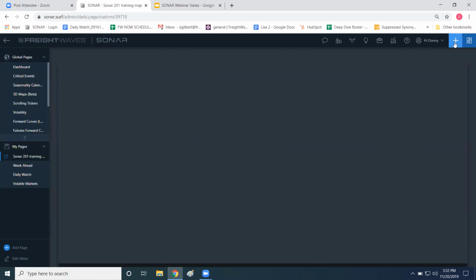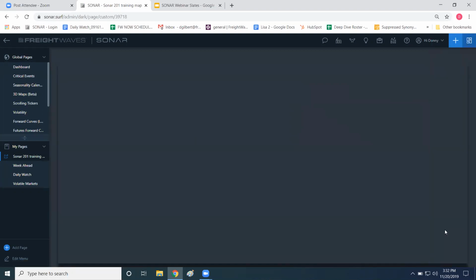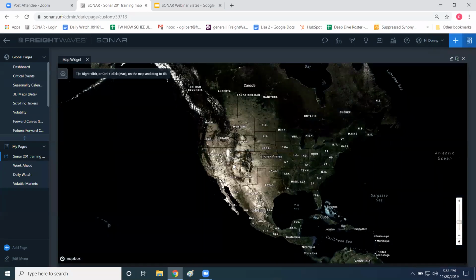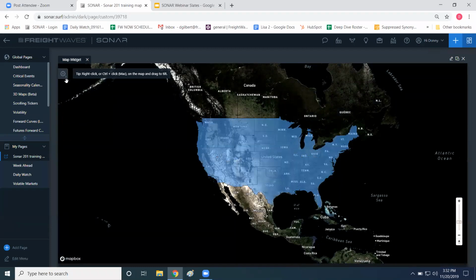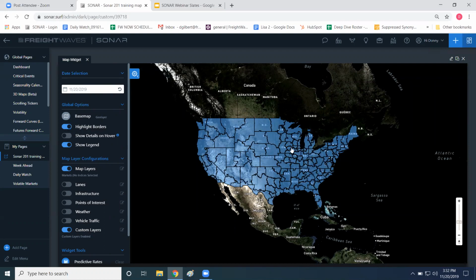Up here in the top right-hand corner, this is where I will add the actual pages that I want. And I'm going to start off today with our 3D maps. We're looking at maps first. Hang on here, get it selected properly. There we go. We selected our 3D maps. And this gadget right here, I will open up. I'm going to turn on the highlight border so I can see the different 135 markets in our maps. I'm going to show detail on hover. So when I hover over a market, it'll give me the market names.